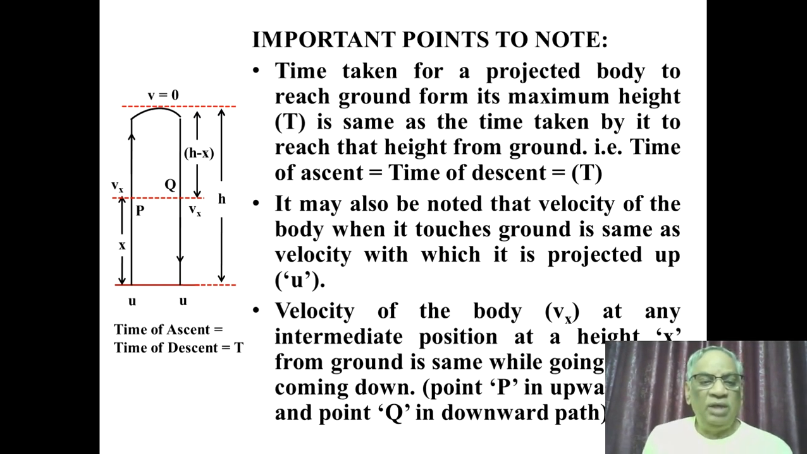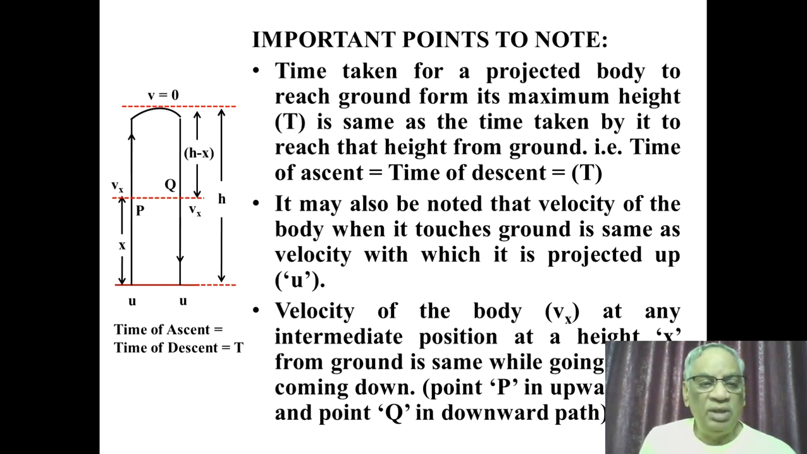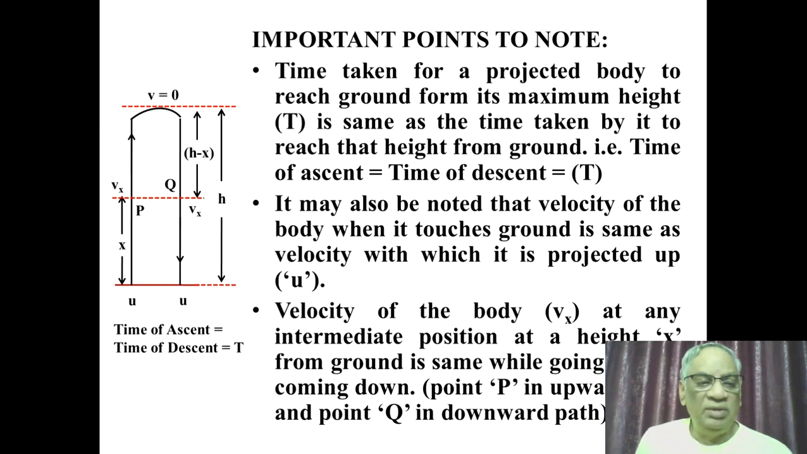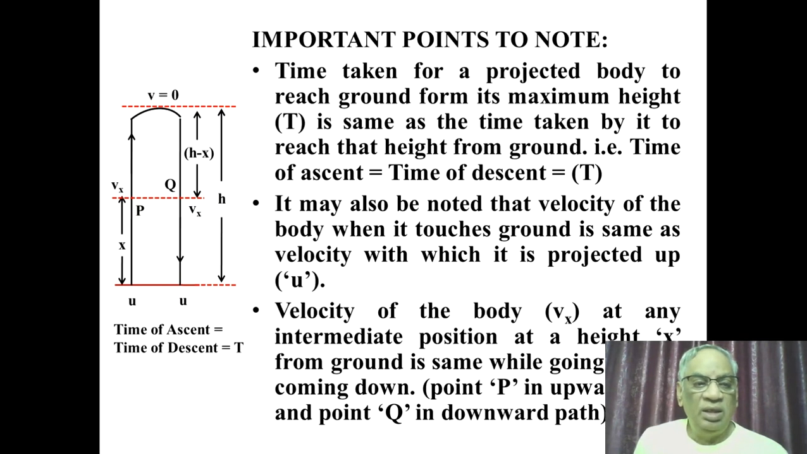And it may also be noted that velocity of the body when it touches the ground, that means with some velocity it has been projected up and then it comes back to the ground. It reaches maximum height where velocity is 0. Then again velocity increases as it returns to ground. So the velocity when it touches the ground is same as the velocity with which it has been projected up. That is, at any point in the trajectory of the vertical body motion, the velocities remain same. That is the gist of this. So the velocity of projection is same as the velocity with which the body returns to the ground.